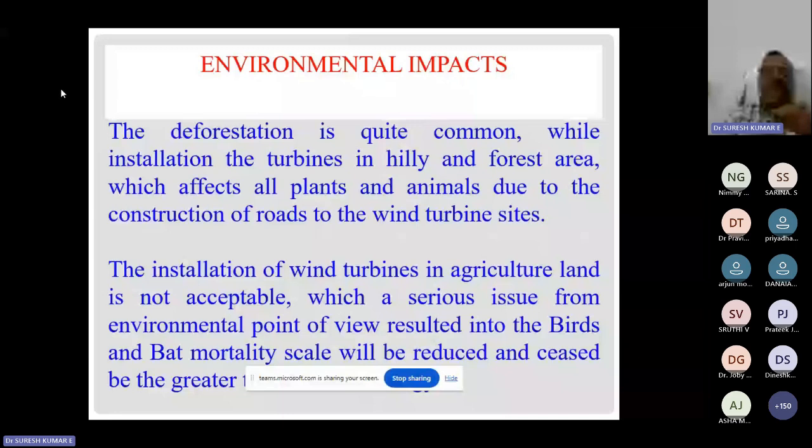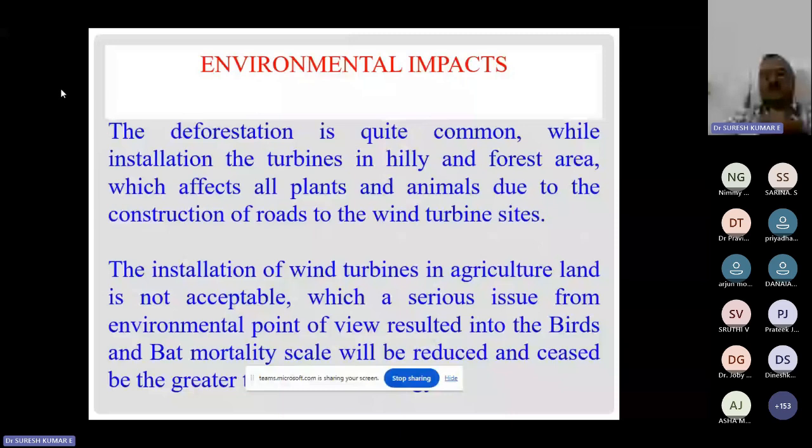One of the major issues with solar panels, and by solar panels I don't mean the panel we use for one bulb in our home, for the automatic light, or the solar light you see on the road, not that. A large, huge project, that is grid connected solar photovoltaics. Ours is off grid; the other one is on grid, a huge one. So deforestation, again, for wind turbines also the same issue. Deforestation is quite common while installing turbines in hilly or forest areas.